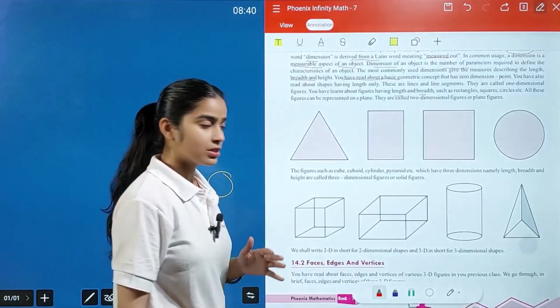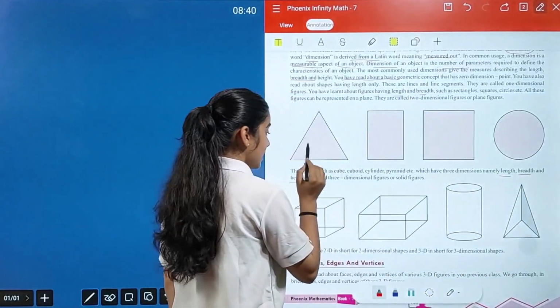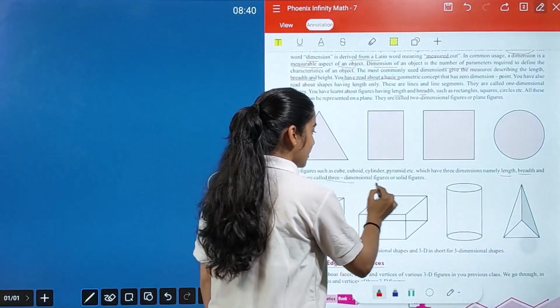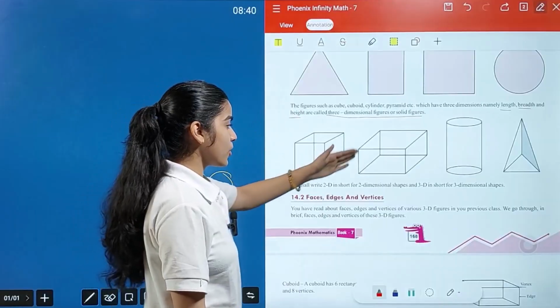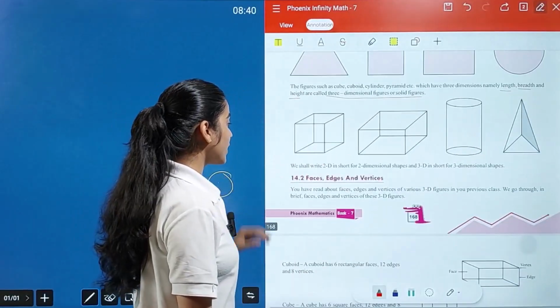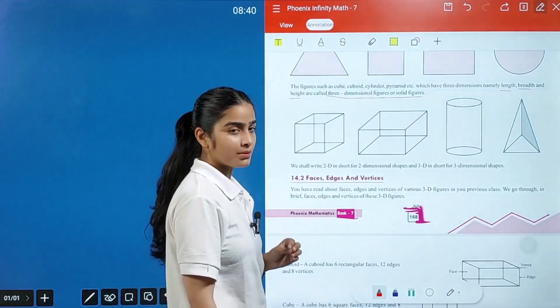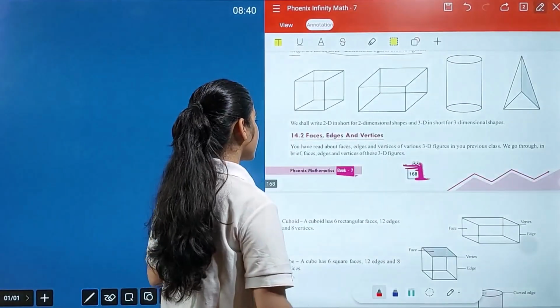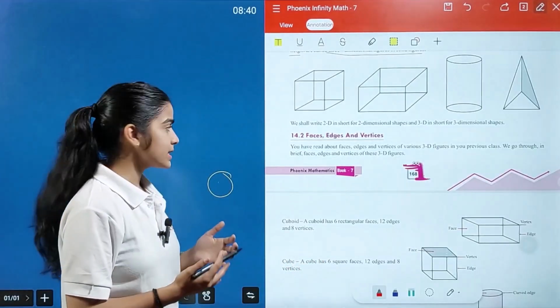When we have three things, length, breadth and height, that figure is called a three-dimensional figure or solid figure. The examples we have are cube, cuboid and cylinder, right? So we shall write 2D in short form for two-dimensional shapes, and 3D in short form for three-dimensional shapes, right? Now, faces, edges and vertices. We are going to learn in detail about the face, edge and vertex.